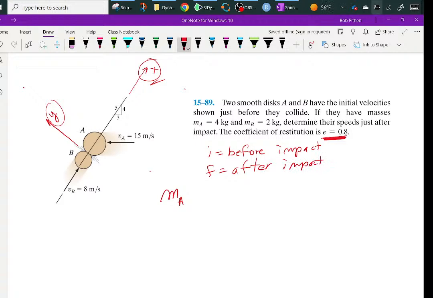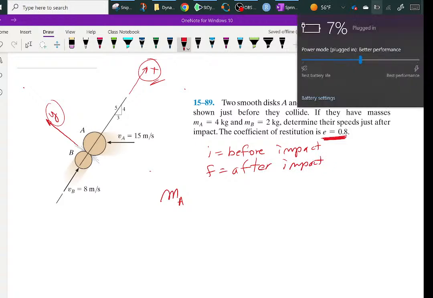Let's see how my battery's doing now. Is it 6? Oh, it's 7. So I've got the system so it'll charge a little bit at a time.